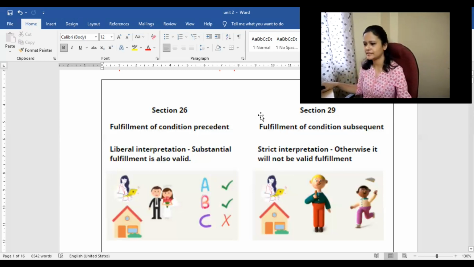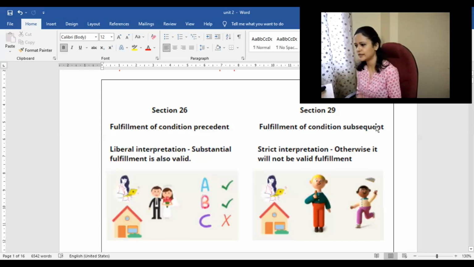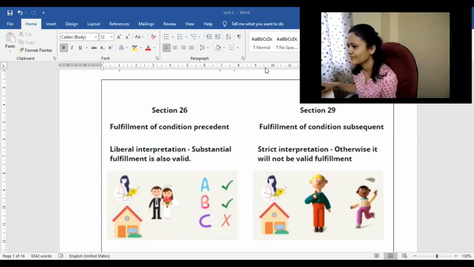Okay, so that is basically about section 26 and 29, condition precedent and condition subsequent. Is this part clear? Yeah, understood. Very clear.